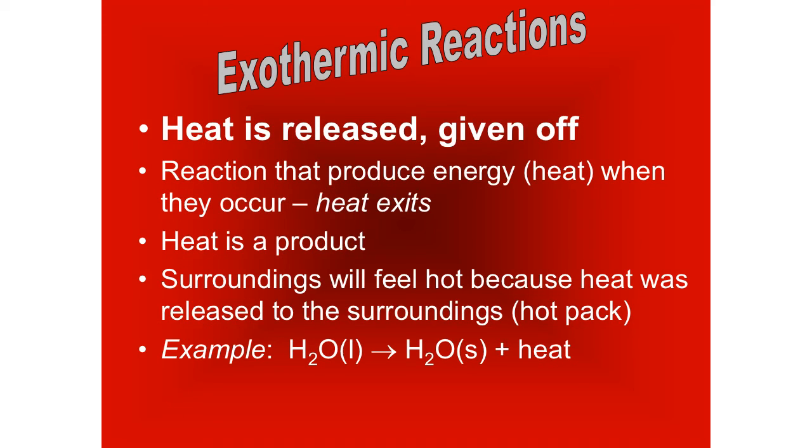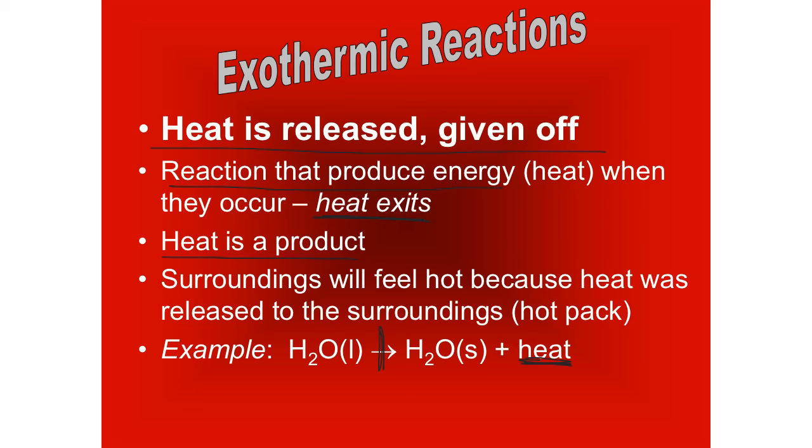All right, on the other hand, exothermic, heat exits. Heat is released or heat exits. So in exothermic, heat is given off. Heat is produced. So heat would come after the arrow. So here's the arrow. Heat would be a product. Heat would come after the arrow.